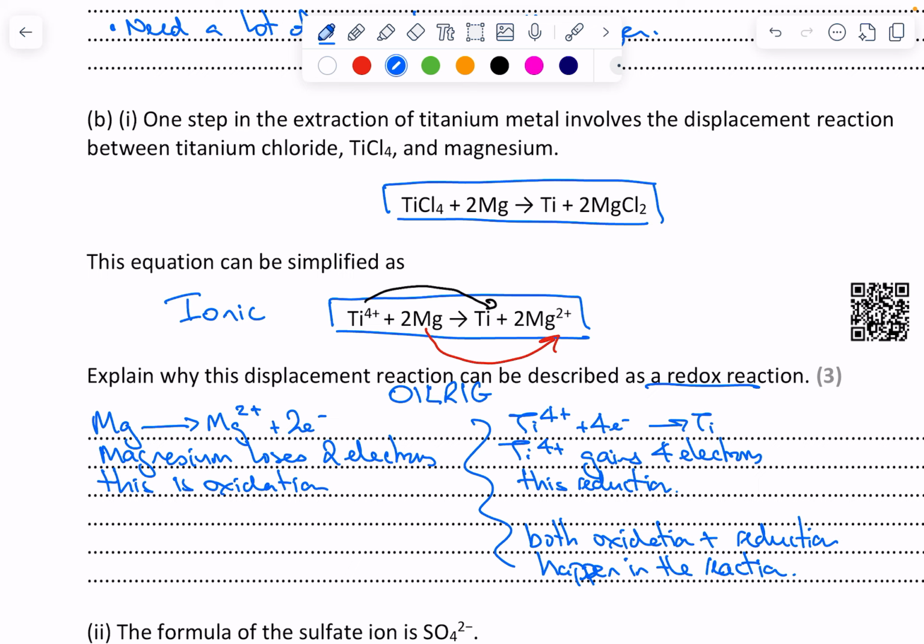Okay. All points to do this. If you didn't put the equations in, that's okay. But if you don't put the equations in, make sure you have got these 2 lines each side to get the marks.